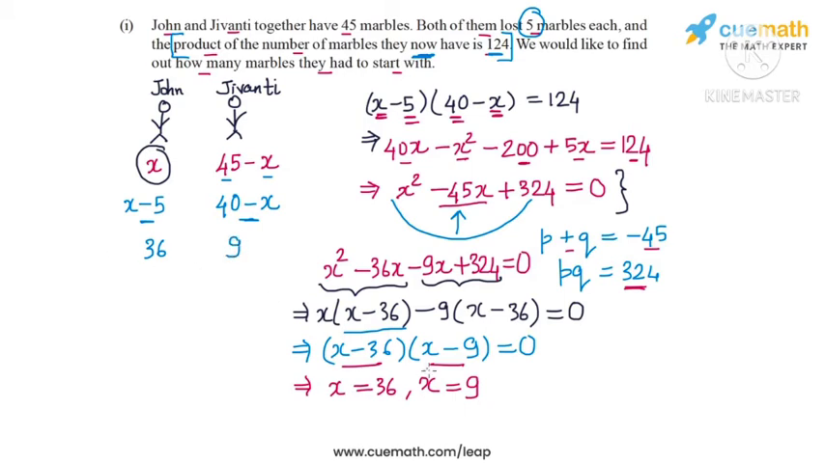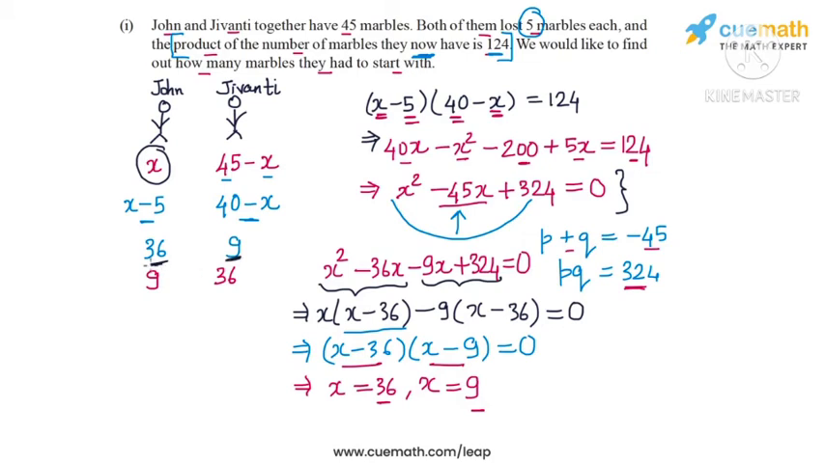But the other solution is also possible. If I take, instead of taking x equal to 36, if I take x equal to 9, then John had 9 marbles to begin with and Jivanti had 36 marbles to begin with. So because we are not told who had the higher number of marbles or who had more marbles, both of these answers will work. So what we can say at the most is that the two of them had 36 marbles and 9 marbles respectively, and we don't know which one had how many.